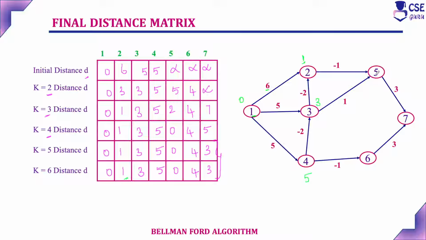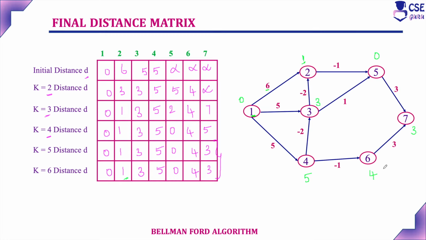And 1 to 5, if you are considering, shortest distance is 0. That is 1 to 4, 4 to 3, 3 to 2, and 2 to 5. We will get shortest distance 0. That is 5 minus 2 minus 2 minus 1. Similarly, for 1 to 6, shortest distance is 4, 5 minus 1. Okay, 1 to 7, shortest distance is 3. 1 to 4, 4 to 3, 3 to 2, and 2 to 5. And 5 to 7, we will get 3.